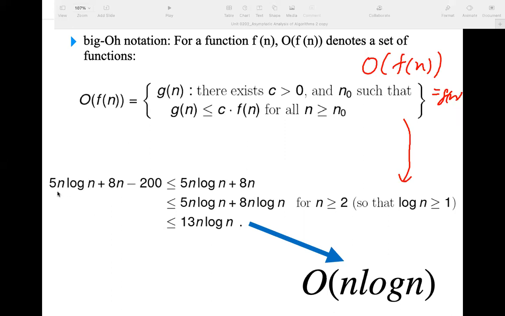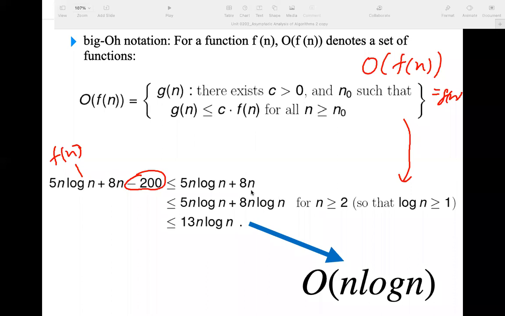We said that this is the function. So this is our f(n), and we are trying to find out the value of big O for the program which is going to take this much amount of time. Now we say that this is always going to be less than or equal to 5n log n plus 8n, right? The reason is that we have removed this whole thing from here, so this is going to take fewer operations. Therefore, we get 5n log n plus 8n.